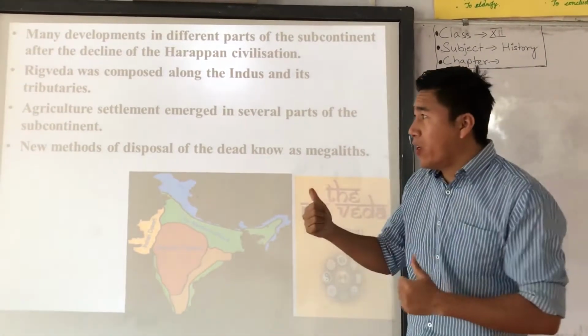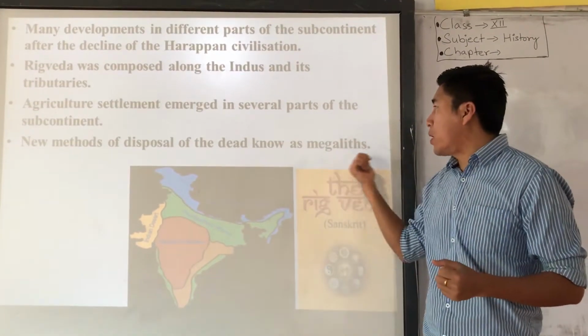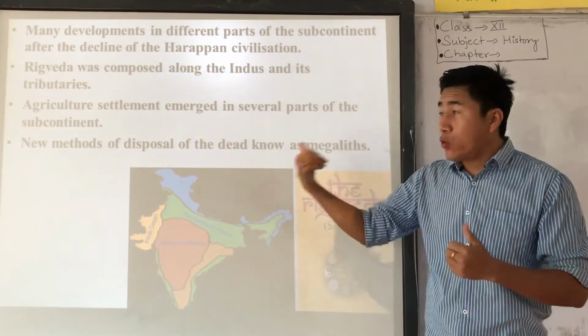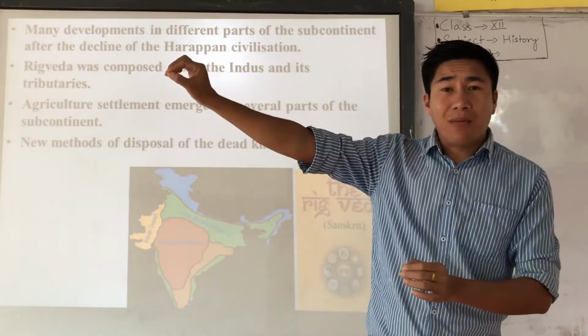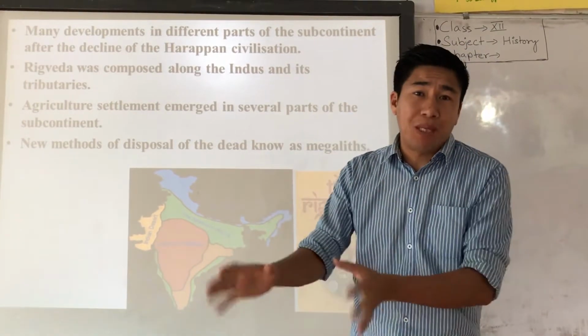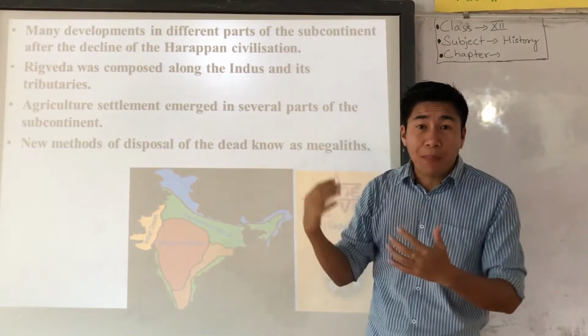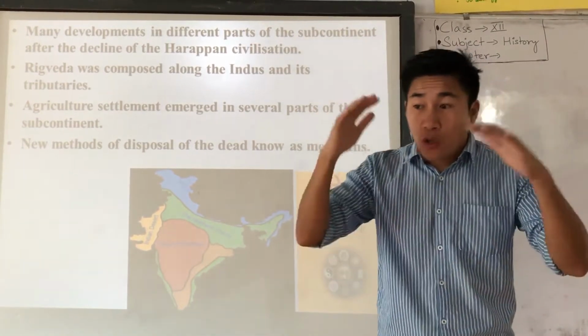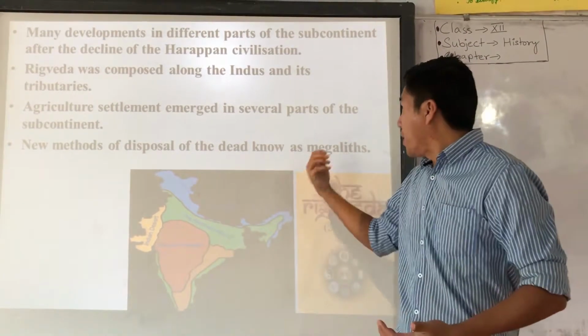The next interesting change that happened during that period is a new method of disposal of the dead known as megaliths. Now, sometimes in an exam, there's a 1 mark question about what you mean by megaliths. So you need to understand this. If you remember, in the Indus Valley civilization, the people used to just bury the dead body in a pit, right? And that's it. Now here in this Vedic period, what happened? A new method of burying the dead started, and that kind of method we call megaliths.